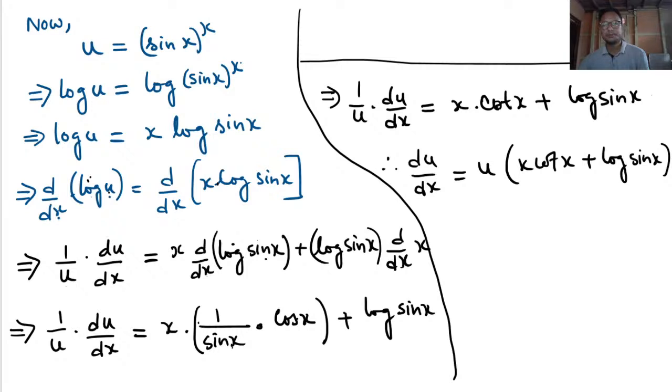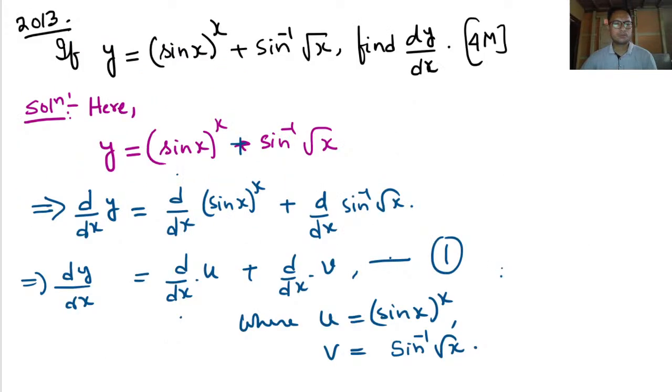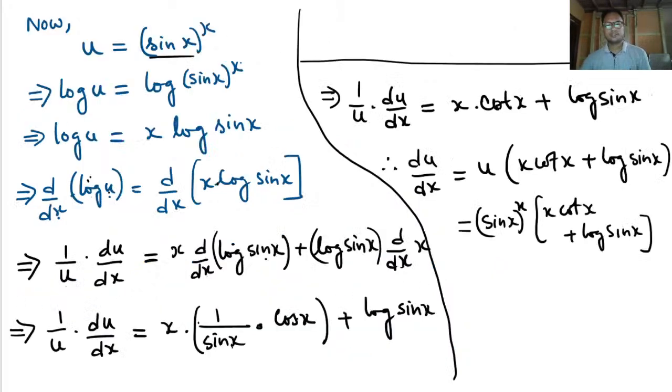Now, what was our value of u? u is sine of x to the power x, so you have to put it back: du by dx equals sine of x to the power x times x cot x plus log of sin x. Look back here: we put the value of du by dx, and then we put dv by dx, so we can put both back in equation 1 to get the answer. Now let's find out what dv by dx is. Let me take another page.